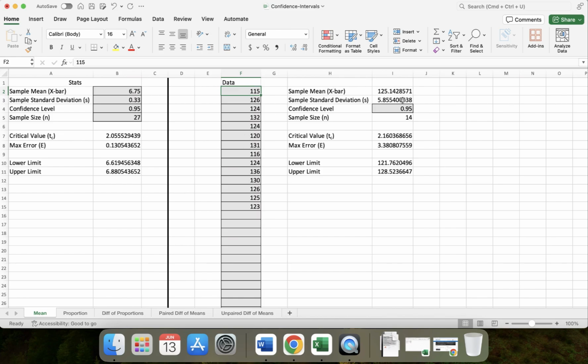The sample mean is here. Sample standard deviation is here. Don't touch those. The confidence interval is something we can plug in. It does the sample size for us. Yep, looks like 14. Critical value, max error, and then the thing that we need to report, those two things there: 121, I'll round to just one decimal place, 121.8 and 128.5.